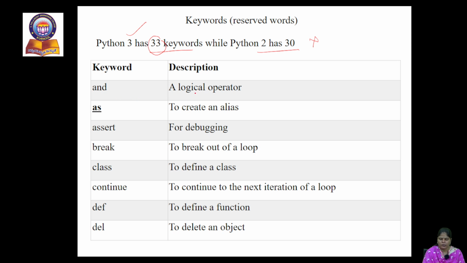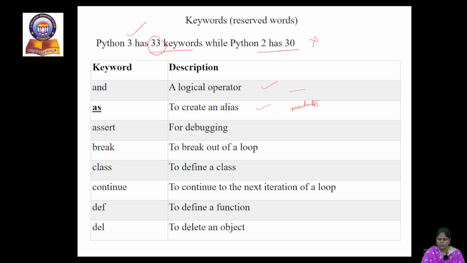The first keyword is and, which is the logical operator, logical AND. Then as, which is used as an alias name. That means if you want to create some duplicate name or shortcut name, you can use this. This is mainly used in modules.